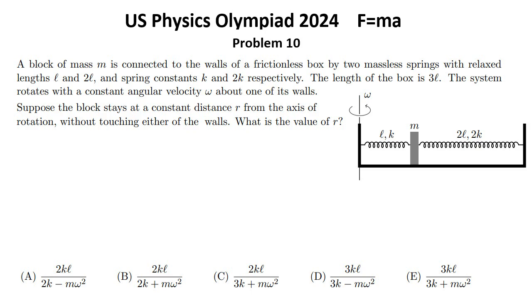Problem number 10. A block of mass m is connected to the walls of a frictionless box by two massless springs with relaxed lengths L and 2L, and spring constants k and 2k respectively. The length of the box is 3L. The system rotates with a constant angular velocity omega about one of its walls. Suppose the block stays at a constant distance r from the axis of rotation, without touching either of the walls. What is the value of r?